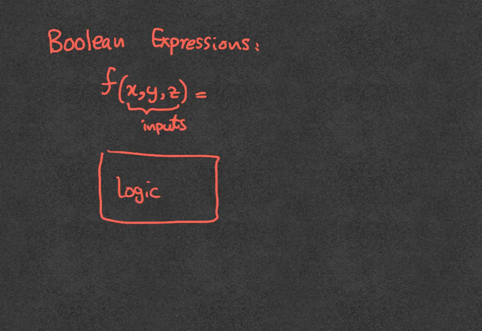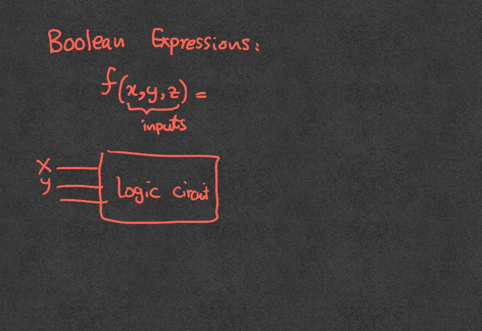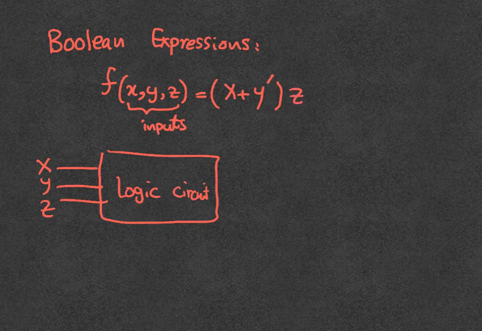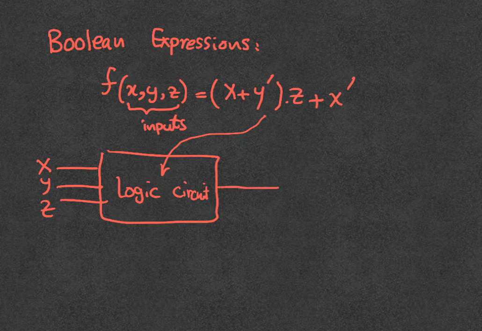If you have this logic circuit, you're going to have 3 inputs, x, y, and z. Then your output is going to have this expression: x plus y, which is OR, and then AND with z, plus x prime. So that's a Boolean expression. This expression is going to be implemented in this logic circuit, and it's going to give you the output f.